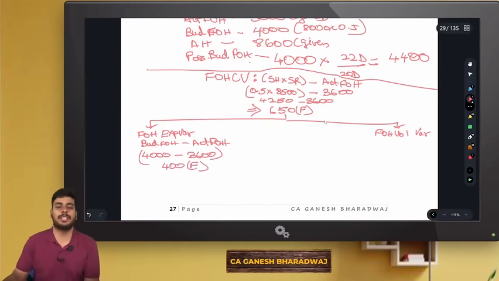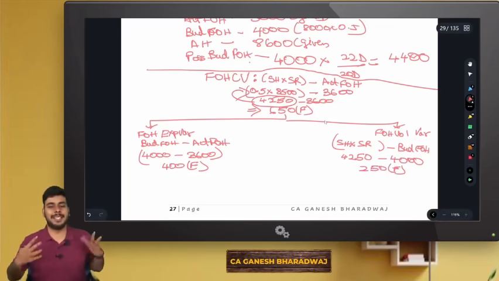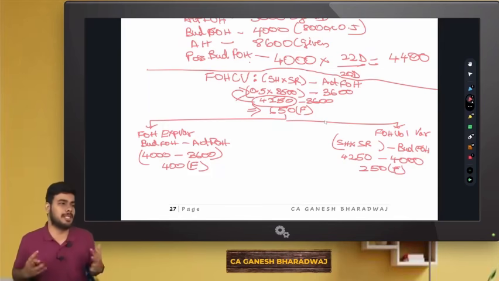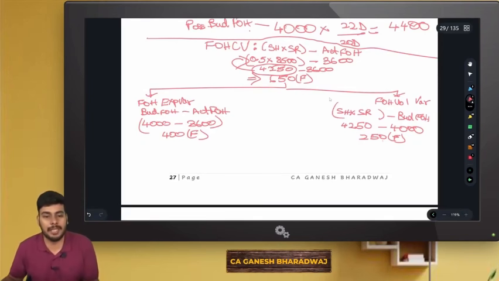On the other side, this is nothing but your absorbed, that is SH into SR, minus budgeted fixed overheads. So how much is this? I am picking this 4,250 from here. Directly I am writing it. Minus 4,000. So how much is this? 250 favorable. Let's take it as positive favorable. Since I didn't tell you the concept, here you take it as positive favorable. Now, this can be further classified into what?